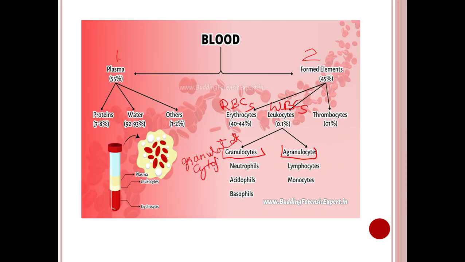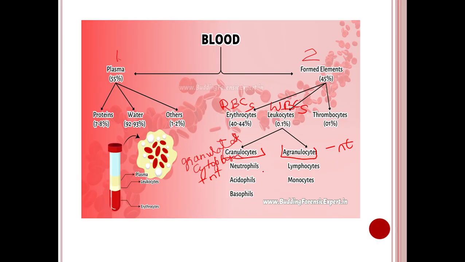Cytoplasm present, and in them granulated cytoplasm is absent. Now coming towards the granulated cytoplasm, meaning granulocytes, divided into further three parts: neutrophils, acidophils, basophils. This naming is because of the dye that stains them. Acidophils are stained with the acidic dye, basophils with the basic dye, and neutrophils with the neutral dye, meaning the pH is neutral.